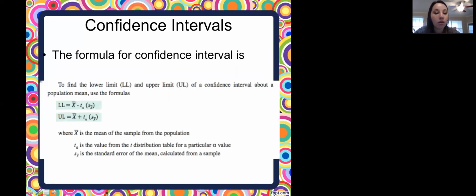So here's your formula for confidence interval. It's really easy because we pretty much have all this data by the time we get to this step. We have all this information, it's just putting it in the formula. So we have our sample mean by this point. The TA here, and I want to make sure that you all understand this because the book does not do a very good job of this.